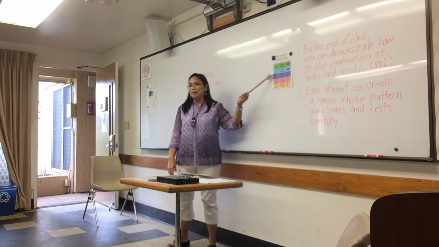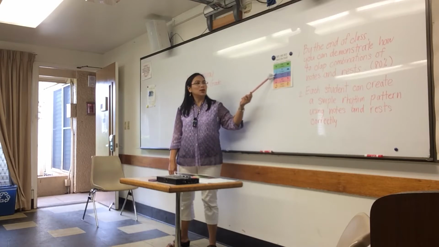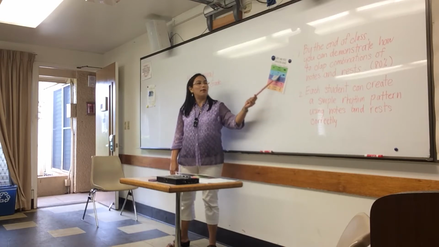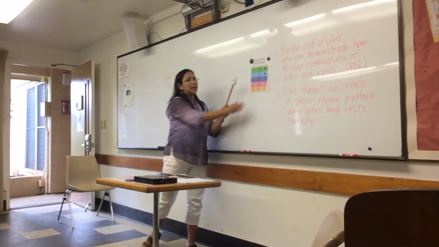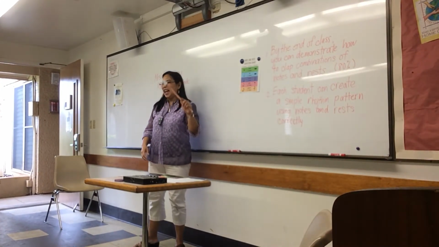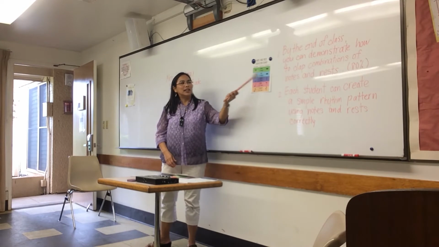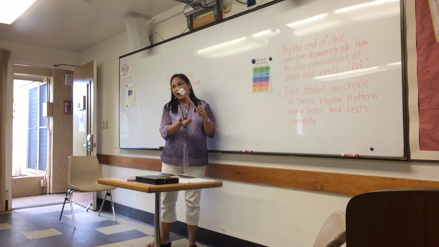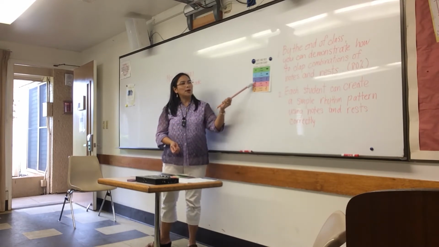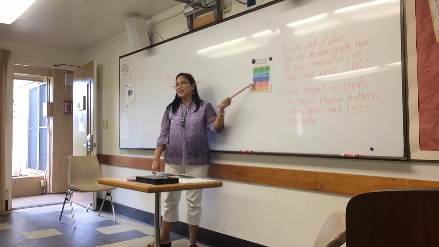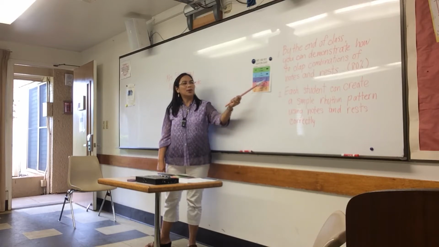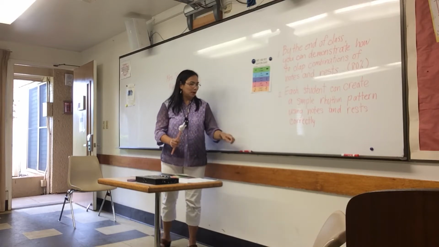How many counts is a half note, Yuki? 2. 2. Kahia? 2. Also a 2-count rest. Can you tell the difference? The 2-count rest looks like a hat, and the 4-count rest is like the upside down hat. Okay? And then we have a quarter note. How many counts? Anissa? 1. 1. Corresponding quarter note, quarter rest.